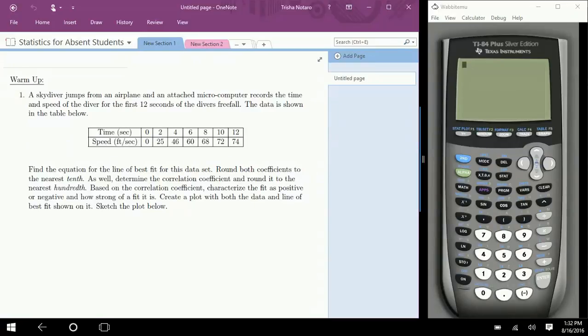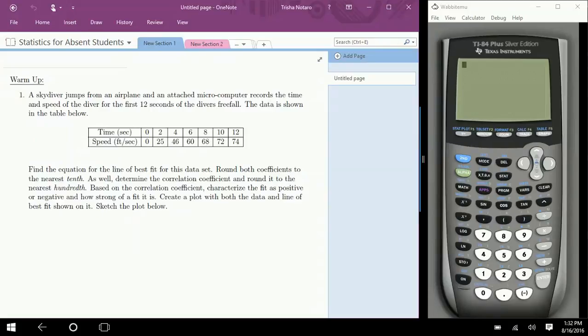Okay, so a skydiver jumps from an airplane and an attached microcomputer records the time and speed of the diver for the first 12 seconds of the diver's freefall. The data is shown in the table. In the warm-up, you're being asked to find the equation for the line of best fit, which is a previous lesson we have already learned. Then we're going to round both of those coefficients to the nearest tenth. As well, we're going to determine the correlation coefficient and round it to the nearest hundredth.